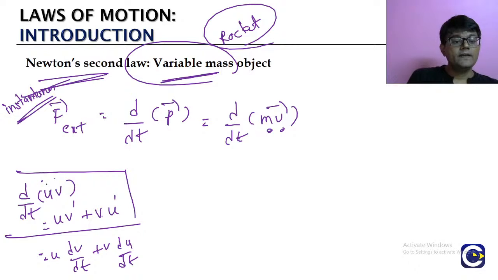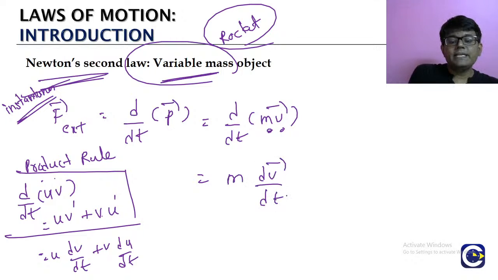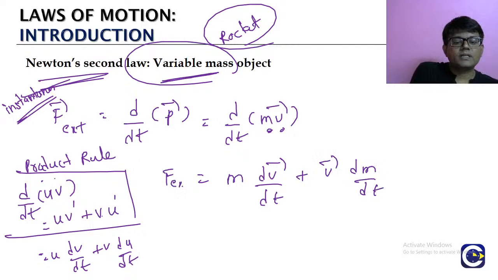Here the u is replaced by mass. We'll apply the same formula. This is called the product rule of the derivative. So look at this: m into dv by dt plus v into dm by dt. This is the external force acting on the body.